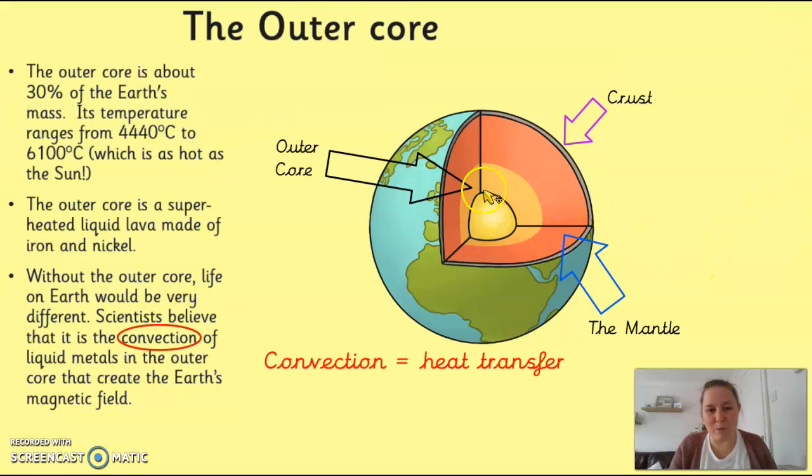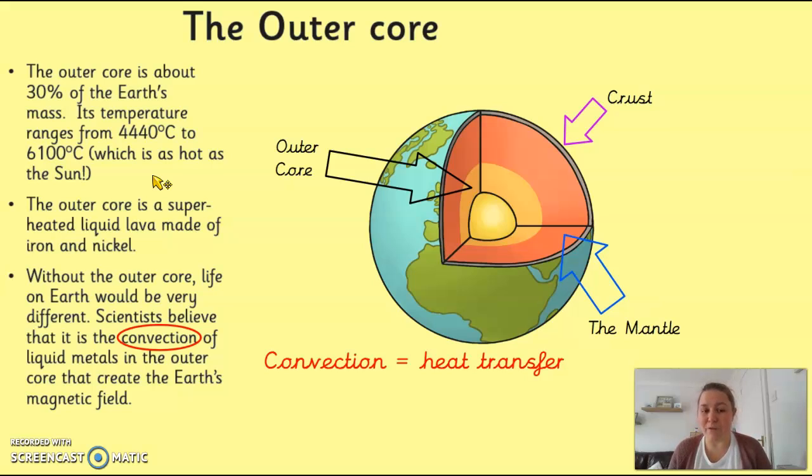Deeper still now, so we have got the outer core. Now this is getting hotter still, so now even hotter than the mantle. We've got temperatures here, 4,440 degrees to 6,100 degrees, as hot as the sun. Now this layer, the outer core, is liquid lava, but is made of metals. So iron and nickel are two metals, but it's so hot that these metals are liquid in this layer. Without this outer core, our life would be very different.